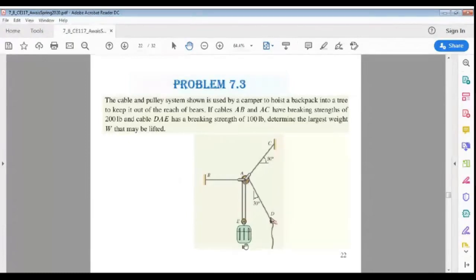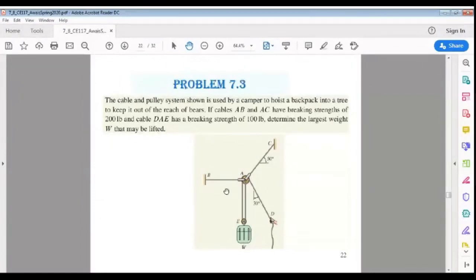So there is a backpack of weight W, and it is supported by a cable DAE, and it is also supported by some more cables, AB and AC. The failure strength of member AB is given to us. The failure strength of member AB is 200 pounds. The maximum load that member AC can take is also 200 pounds. The cable will break if the load exceeds 100 pounds. So the maximum load by the cable is also given to us, which is 100 pounds. We are required to find the maximum safe weight W that can be supported by these three cables.